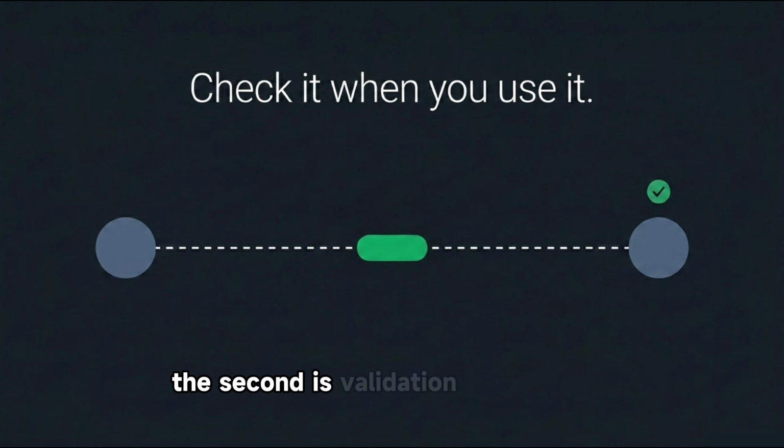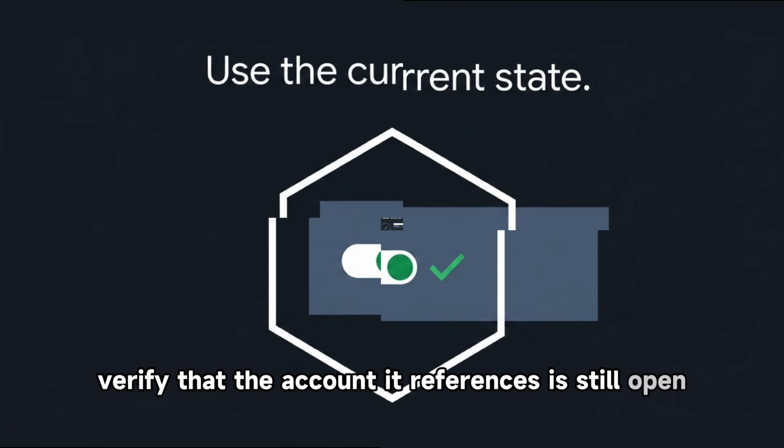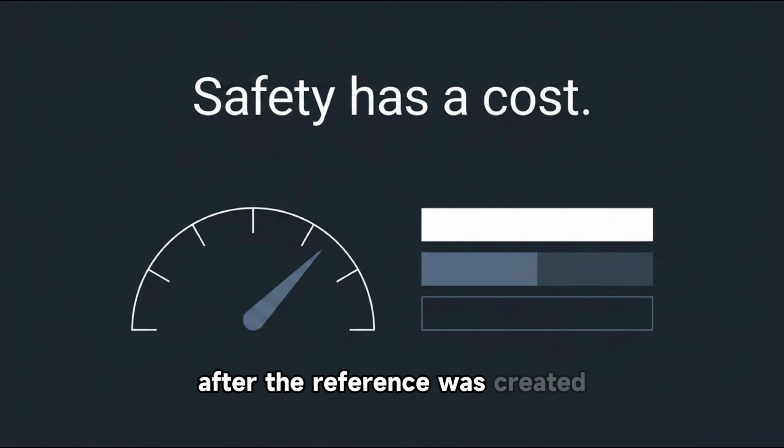The second is validation at read time rather than assumption at write time. Instead of assuming a reference is valid because it was valid when it was written, validate it when it is used. Before presenting an order, check that the product it references is still active. Before processing a transaction, verify that the account it references is still open. This adds latency and requires careful caching decisions, but it catches the failures that write-time validation cannot, the ones where the target changed after the reference was created.